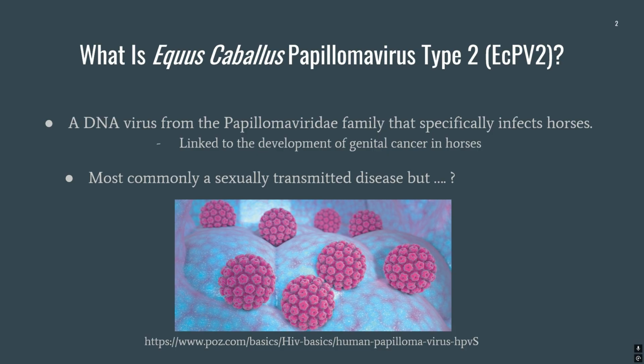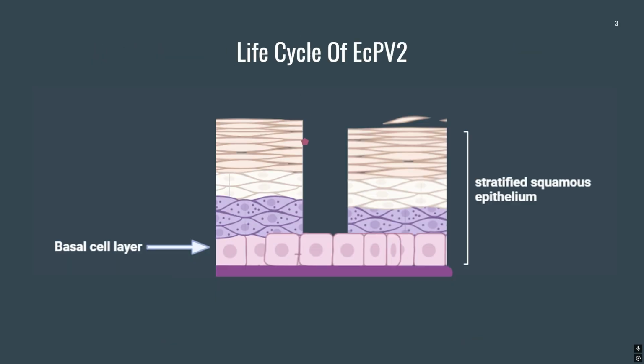Like its cousin, the human papillomavirus, it's most commonly thought to be a sexually transmitted disease. However, horses without breeding history or contact with one another still frequently become infected with this virus. The virus will first enter via a wound or microabrasion in the skin, where it will target basal keratinocytes in the basal layer of the stratified squamous epithelium, which is just the outermost layer of the skin.